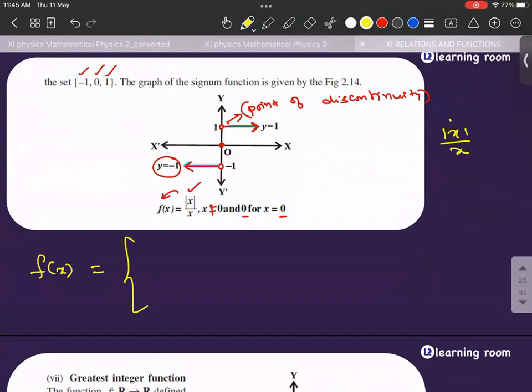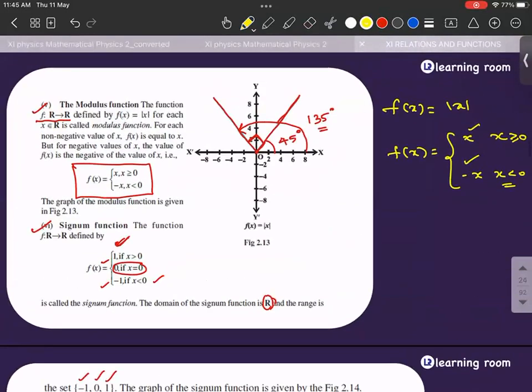So how do you write mod x when x is greater than 0? Check your notes and tell me. How do you write mod x when x is greater than 0? You write it as x only, no? Yes. Balaji, are you there with me?